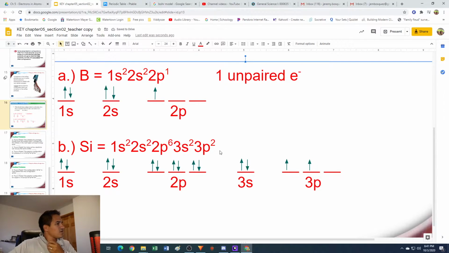Okay, so looking at this, here's our electron configuration. And then as to how many unpaired electrons we have, in this case, we have 2 unpaired electrons. The 2 electrons in the 3p orbitals are both unpaired.